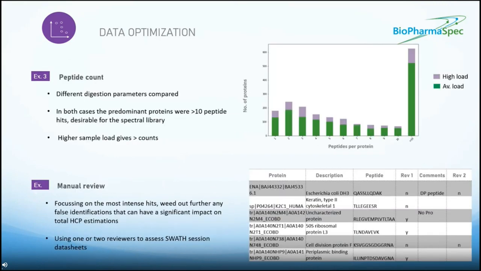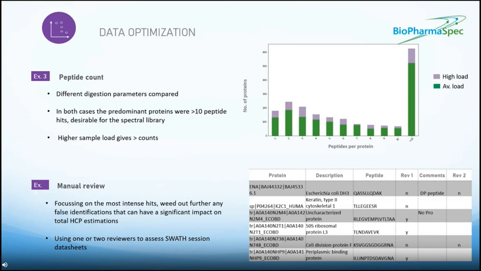And then I've got a final example here where we've monitored 2 different digest conditions for an in-depth, full assessment client study. So that involved optimization of the LC-MS method as well. By presenting the data in a histogram like this, we wanted to see how the peptides per protein against the number of proteins looked in both cases, in both digest cases.